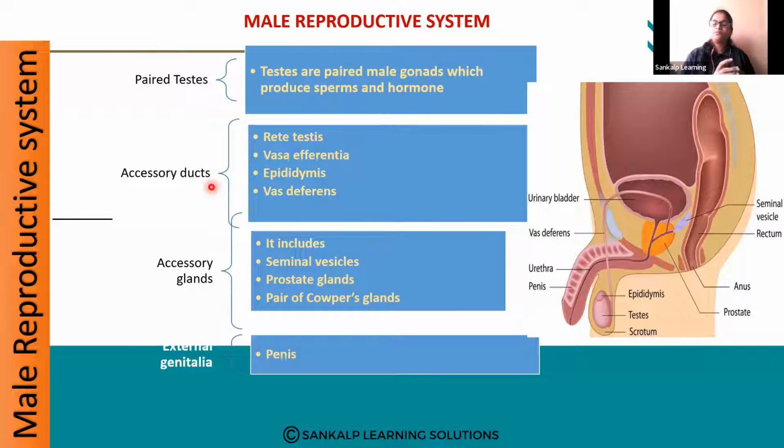What is meant by accessory? Which helps. Okay? What are ducts? Ducts are the parts which are involved in transferring and storing.